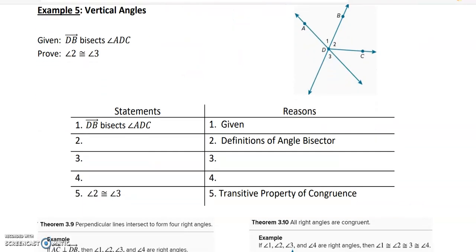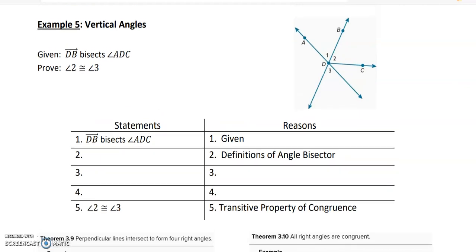Looking down here at our example 5 with vertical angles, we have the definition of an angle bisector. So that means that if this angle bisects ABC, then angle 1 and angle 2 are congruent. I guess it doesn't matter which one you put first. And then we want to look at our picture to see if there's any other information that we can get. And I see some vertical angles here, 1 and 3. So we're going to say that angle 1 and angle 3 are vertical, and so, definition of vertical angles.